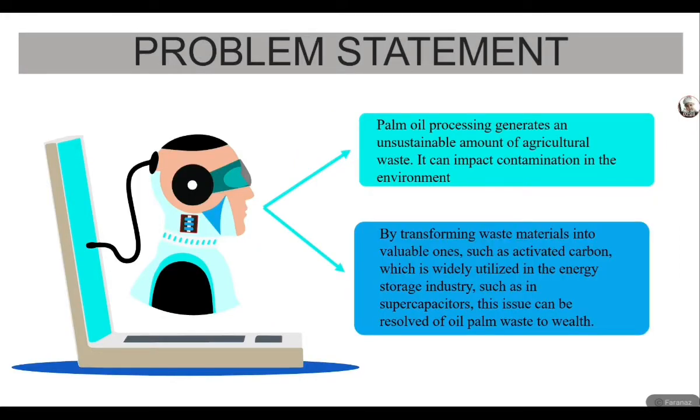Problem statement. Palm oil processing generates an unsustainable amount of agricultural waste. It can impact contamination in the environment. By transforming waste materials into valuable ones such as activated carbon, which is widely utilized in the energy storage industry, such as in supercapacitors, this issue can be resolved for oil palm waste.